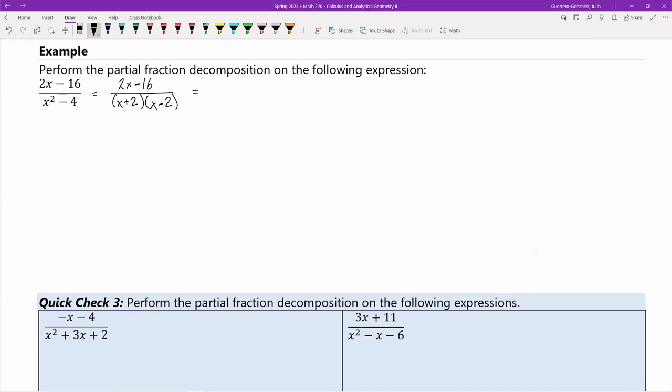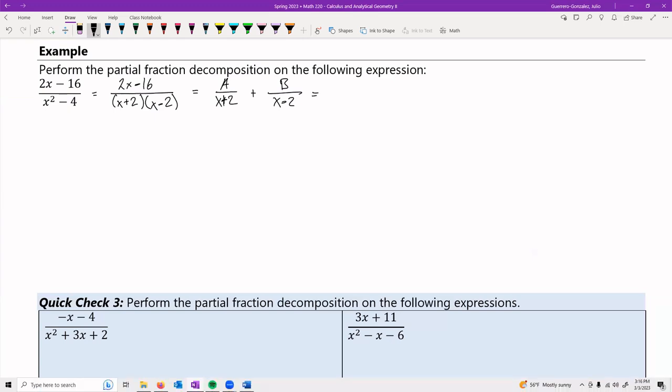I can break this up into two fractions, right? One of them has to be x plus 2, plus another one that has to be x minus 2. I don't know what goes on top, but something has to go up above it, and at the moment I know it has to be constants. So this is basically the whole section right here.